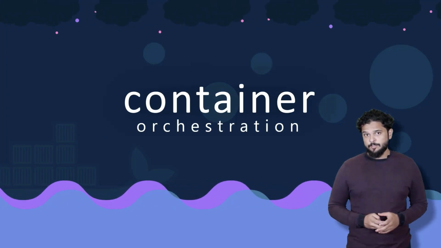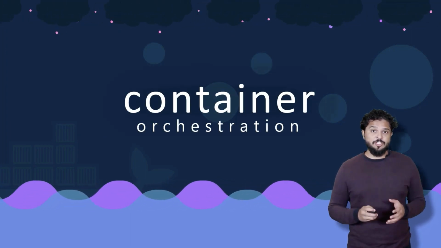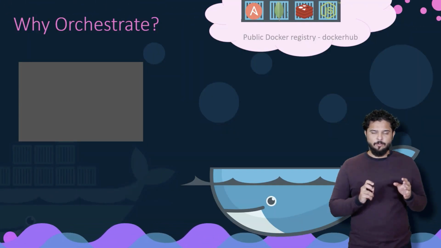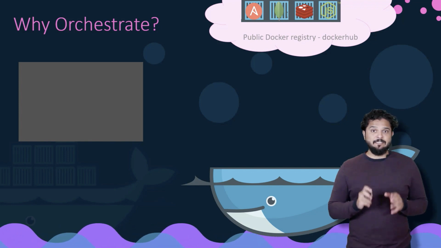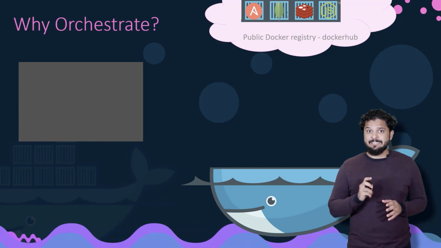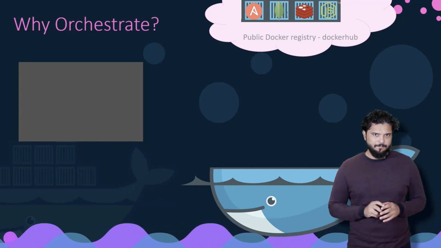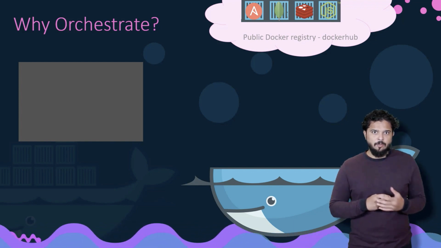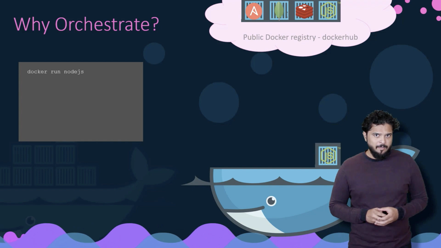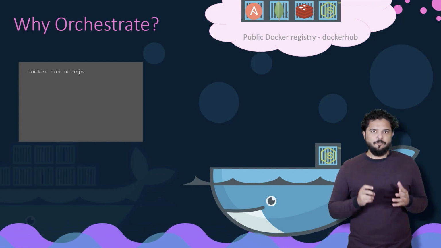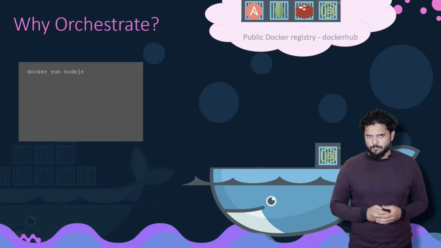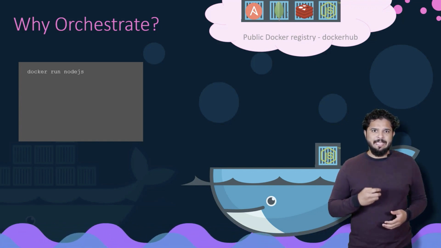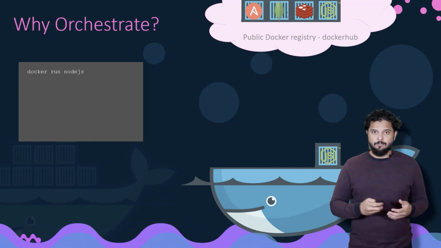We will now try to understand what container orchestration is. So far in this course, we have seen that with Docker, you can run a single instance of the application with a simple docker run command. In this case, to run a Node.js-based application, you run the docker run nodejs command. But that's just one instance of your application on one Docker host. What happens when the number of users increases and that instance is no longer able to handle the load?